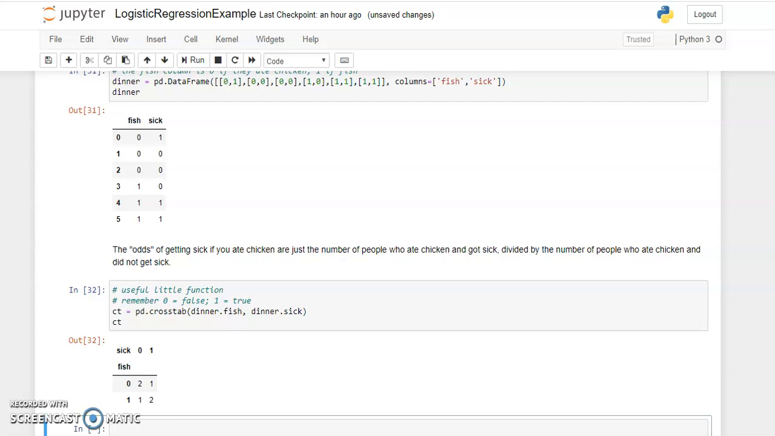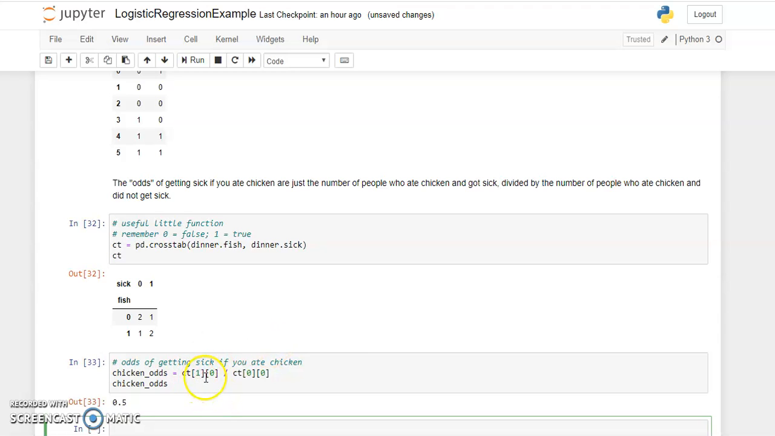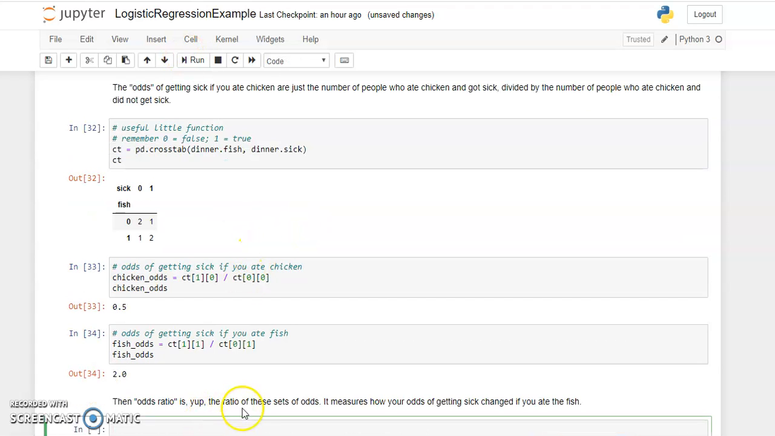But here's another way to look at it, right? The odds of getting sick if you ate chicken are 0.5. The odds of getting sick if you ate fish are 2, right? And so the odds ratio is just the comparison between these two. So again, pretty simple in concept. The ratio of these sets of odds. So it measures how your odds of getting sick changed, right, if you ate the fish.